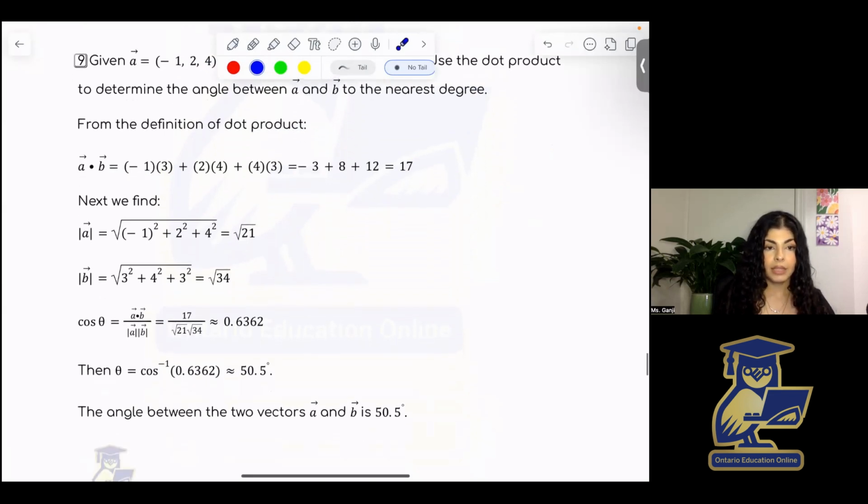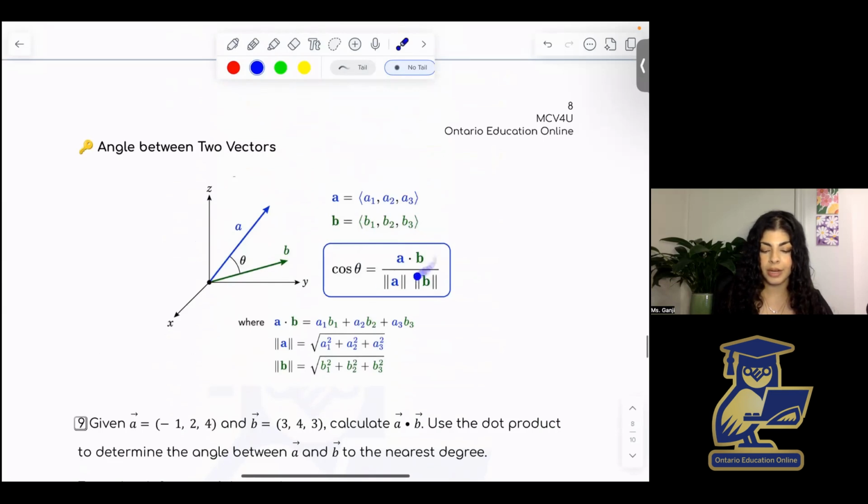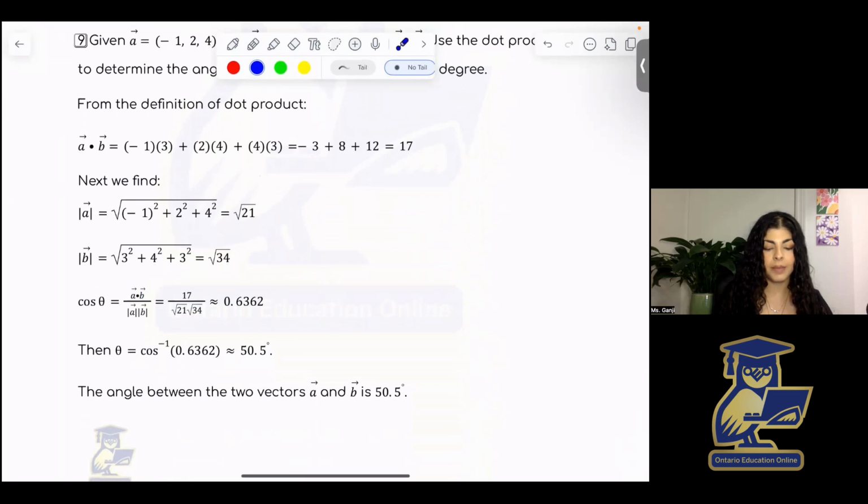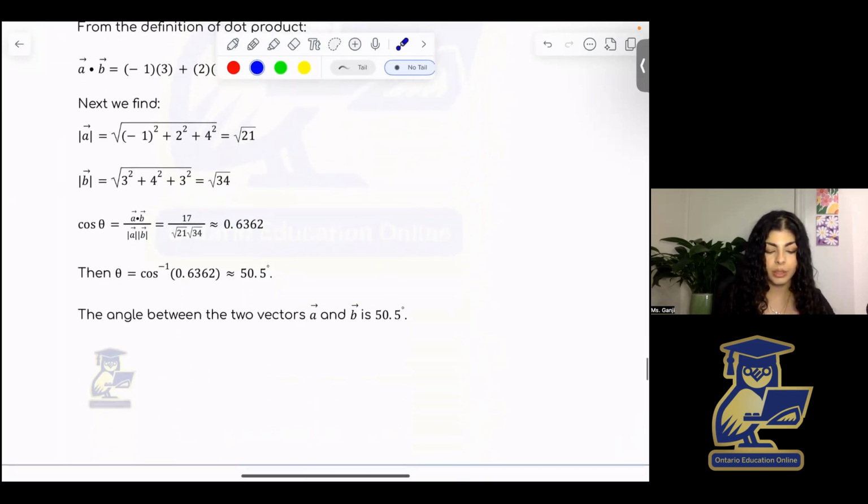Now we find the magnitude of A and B, which is square root of 21 for A and square root of 34 for B. And now using this definition here, we have cosine of theta, which is the angle between them, is the dot product of A and B, which was 17, divided by the magnitude of A and magnitude of B, which was square root of 21, square root of 34. And we get 0.6362. So to find theta, we're just taking the inverse of the cosine function, which gives me an angle of 50.5 degrees. So then the angle between vectors A and B is 50.5 degrees.